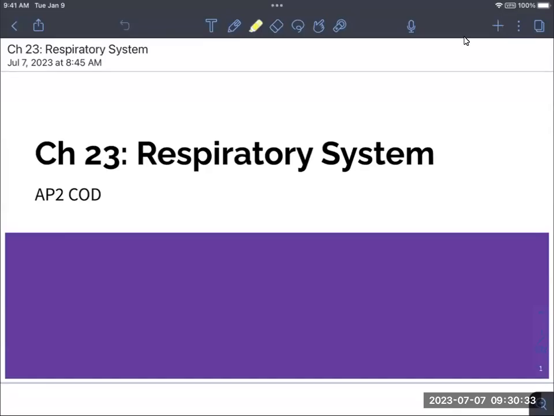Hello, welcome to part one of the respiratory system. In today's section, we are going to go through the anatomy of the respiratory system. And in part two, we will go through more of the physiology of the respiratory system.